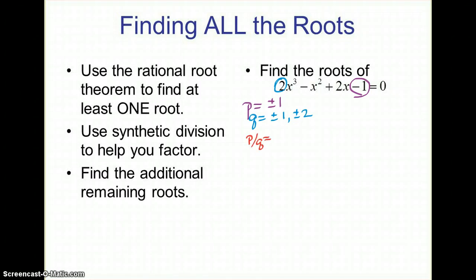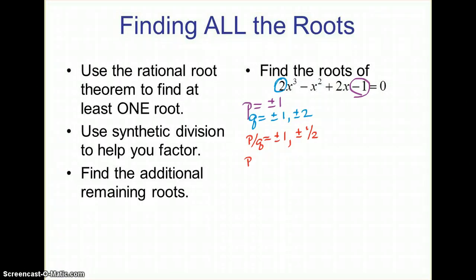Okay, well this time this is going to work like this. So p is 1 over q, 1 over 1 is 1. And then 1 for p over 2 for q is going to be 1/2. So I don't have as many options this time. I have 4 of them: a positive 1, a negative 1, a positive 1/2, and a negative 1/2. And I'm going to calculate those.